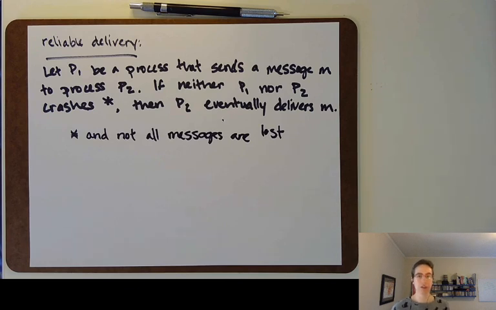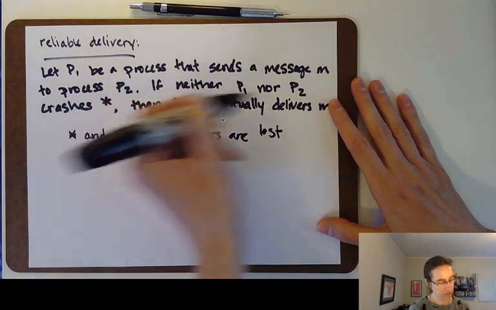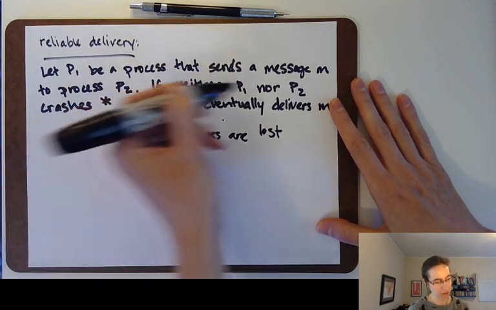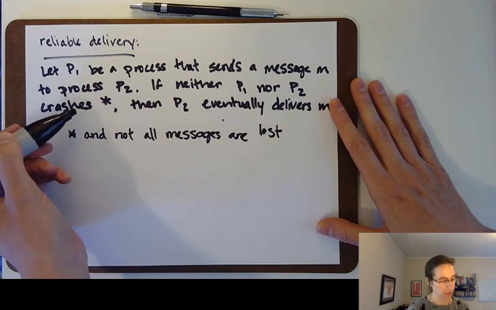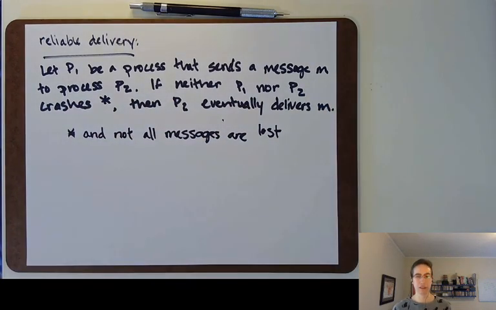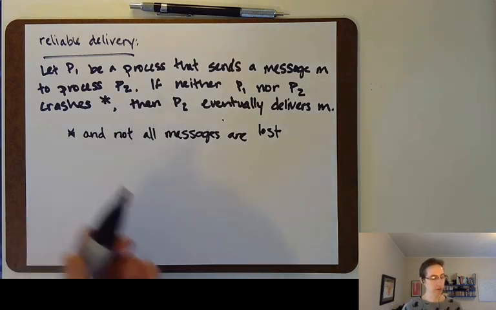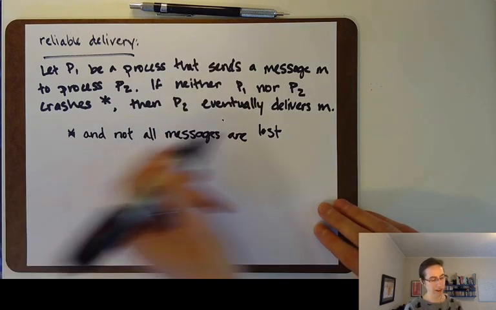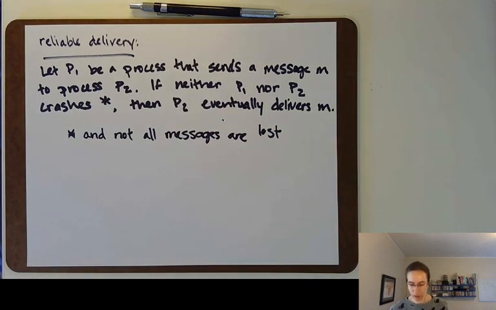So if we were working under the crash model, then the only kinds of failures that can occur in the crash model, which we talked about last time, are processes crashing, right? And so we need to have this disclaimer if neither P1 nor P2 crashes, but we don't need to have this other disclaimer about messages being lost. On the other hand, if we're in the omission model, then we could have the crashing or we could have messages being lost. So then we need to have that piece in there as well. So we need to have this part if we're working under the omission model.